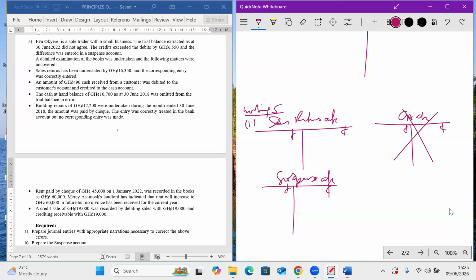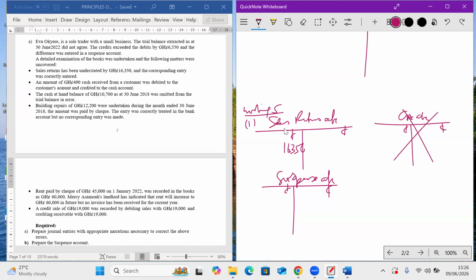How do we record the sales returns account? How do we correct it? So we debit the sales returns account. Yes, we debit the sales returns account, right? Good. With how much? 16,350. We debit the sales returns account 16,350.